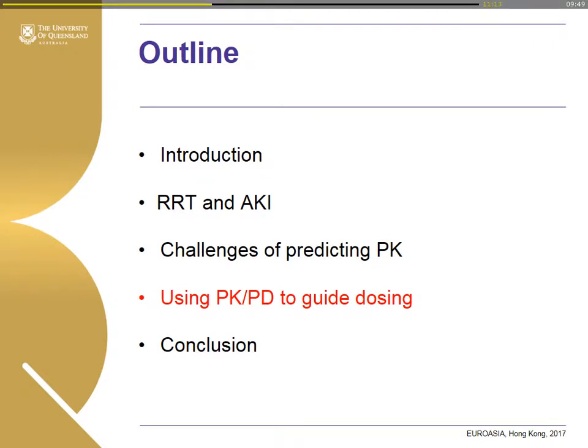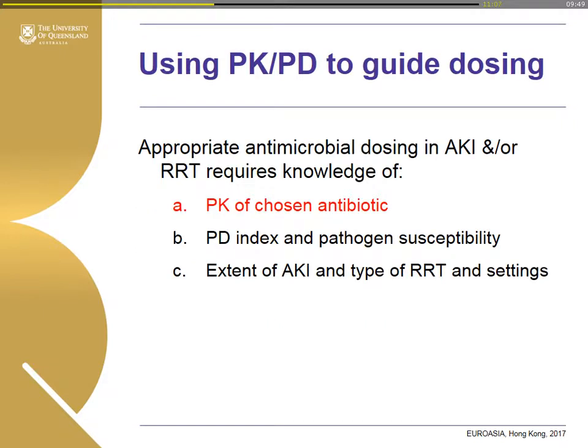So now I want to spend some time talking about PK/PD, so pharmacokinetics and pharmacodynamics, and how this can be used to guide dosing. In terms of a structure that I would suggest people consider, break it down into three different elements. Firstly, to understand what is the pharmacokinetics of the antibiotic that's being prescribed. Secondly, what is the pharmacodynamic index and the pathogen susceptibility? And thirdly, what is the extent of the acute kidney injury? Are they anuric? Do they have some level of residual urine output? And what are the type of renal replacement therapy and the settings? Now we'll go through each one of these categories sequentially.